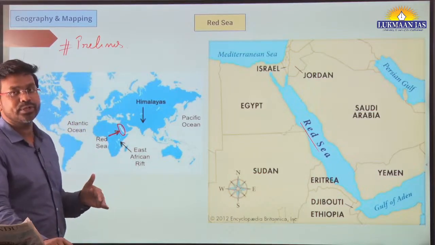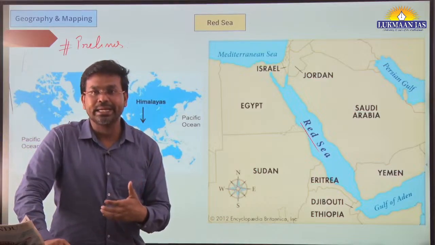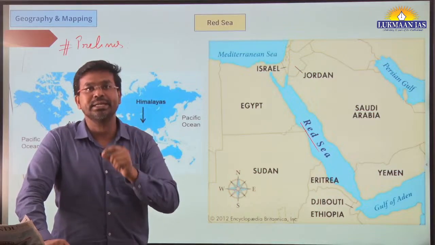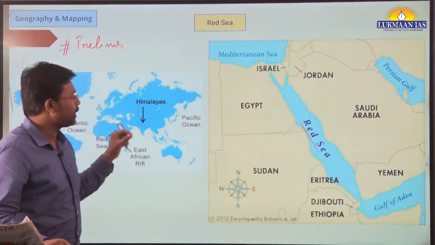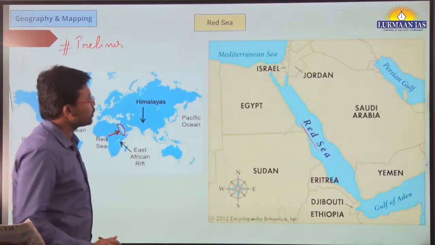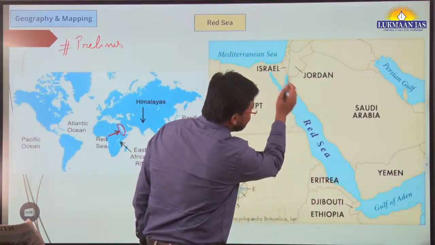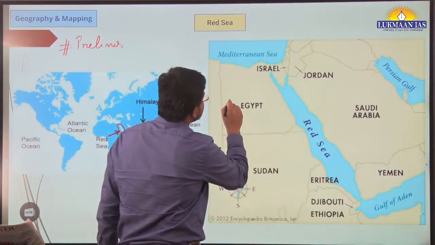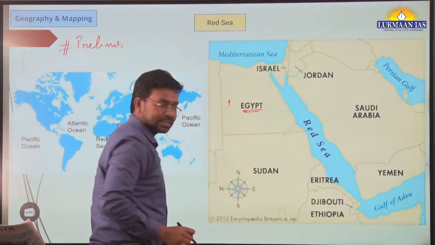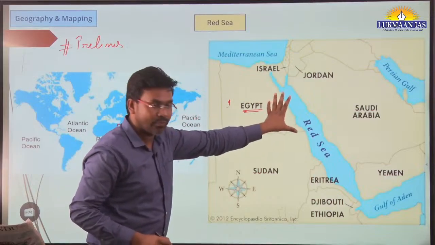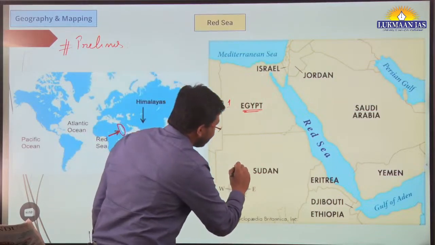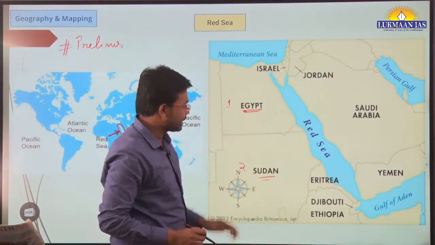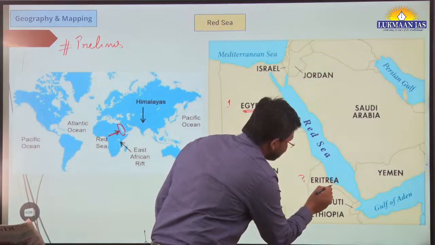Apart from this, we also need to locate how many countries are surrounding the Red Sea, meaning which countries share their coastal border with the Red Sea. Around the Red Sea we have many countries. One of them is Egypt, the first country that has a coastal border with the Red Sea. Then the second country is Sudan, which also has a border with the Red Sea.